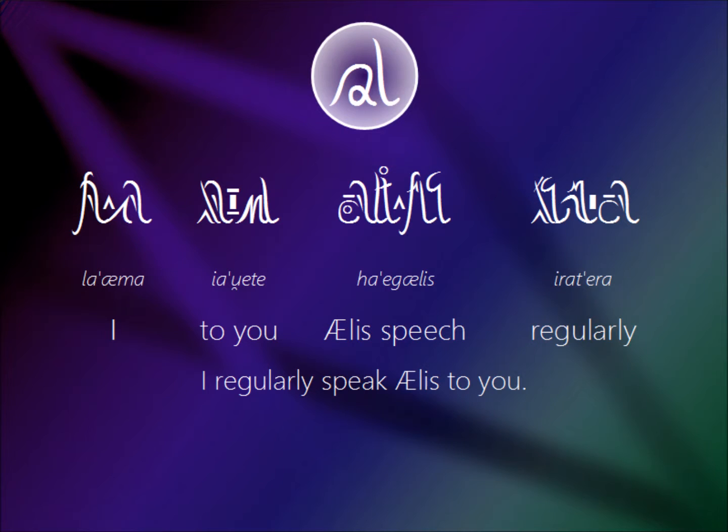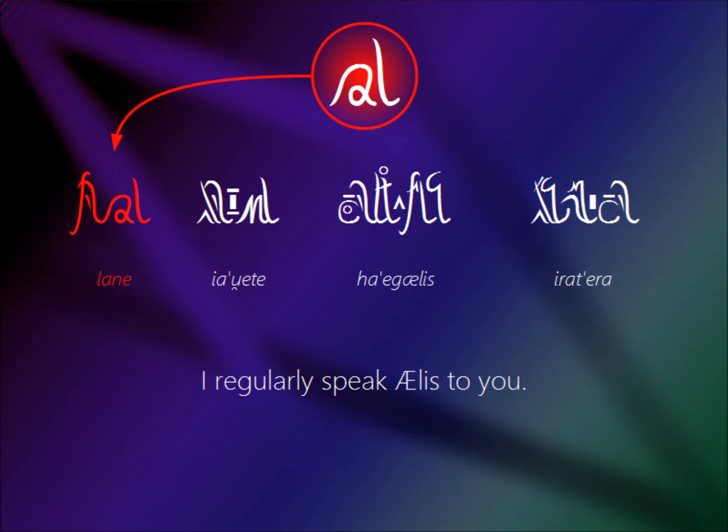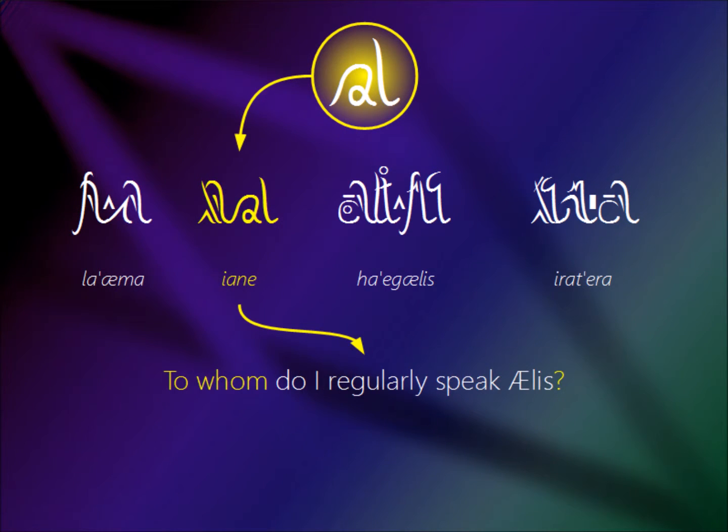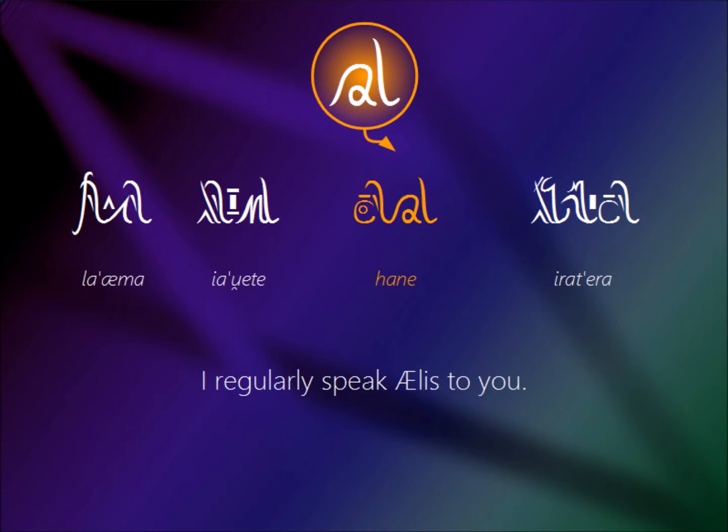Let's see what this pattern means for the translation of our sentence. La ne iauete ha egailis iratera. Who speaks Ælis to you regularly? La aima iane ha egailis iratera. To whom do I regularly speak Ælis? La aima iauete ha ne iratera. What do I regularly do to you?